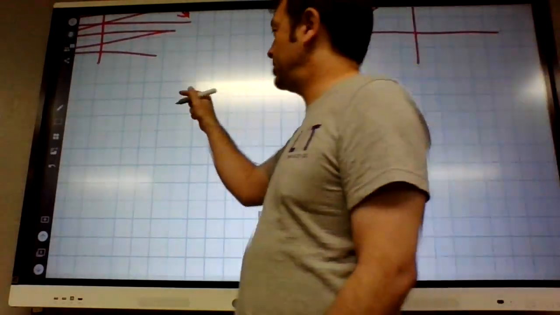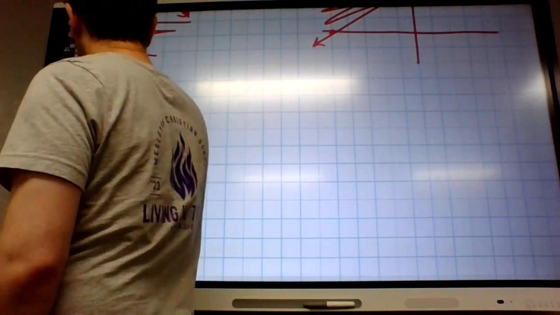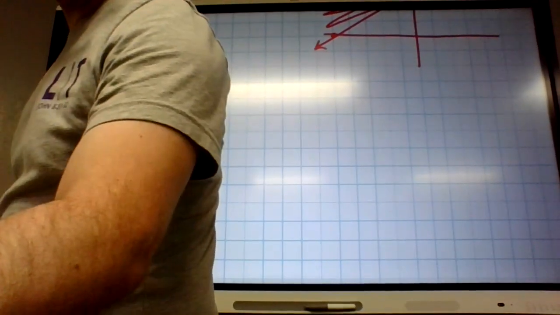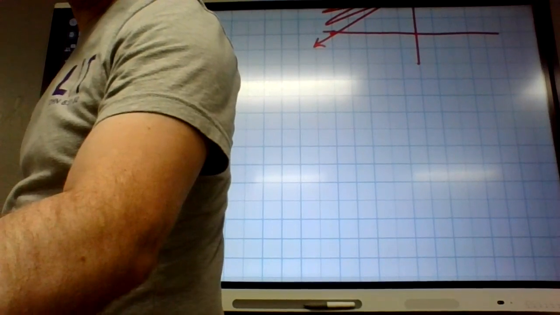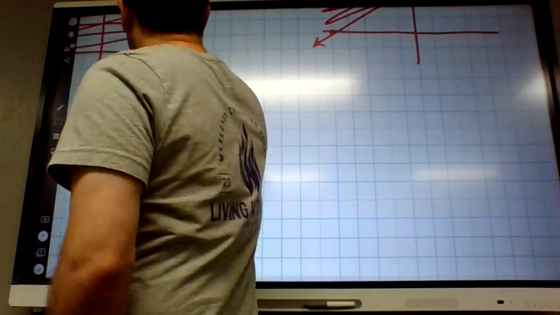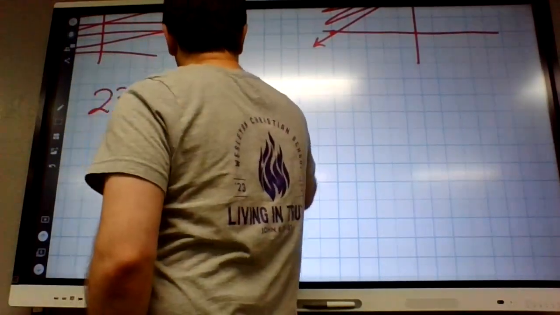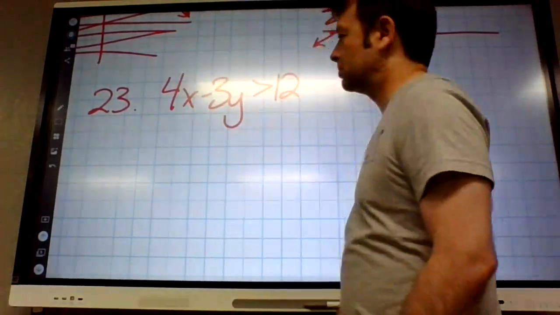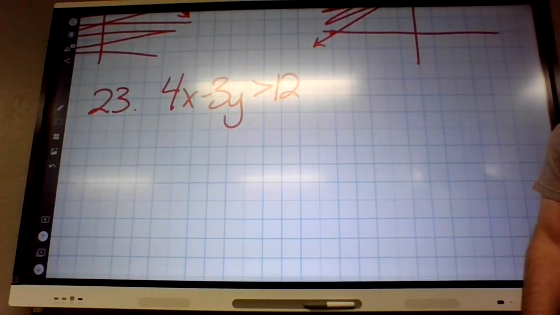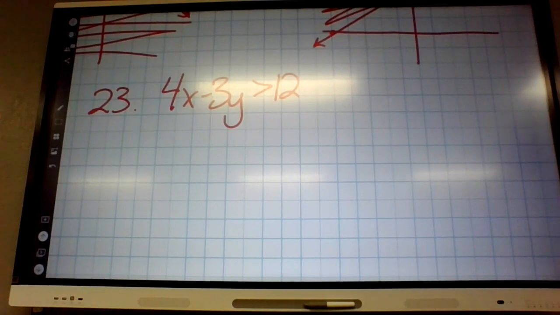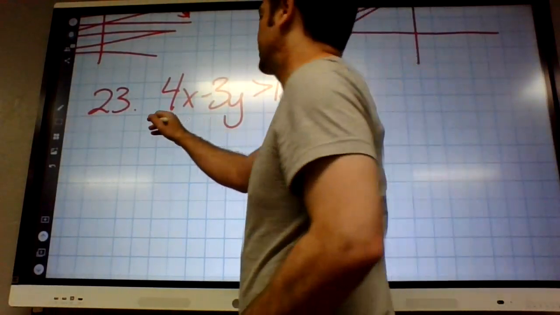Okay, 23. This one says 4x minus 3y is greater than 12. Alright, Anya, what should we do first? Minus 4x.